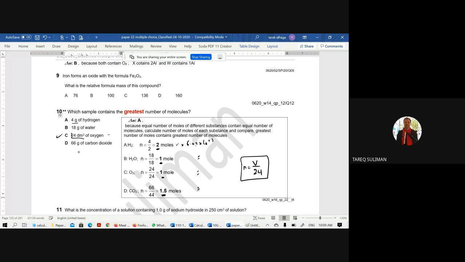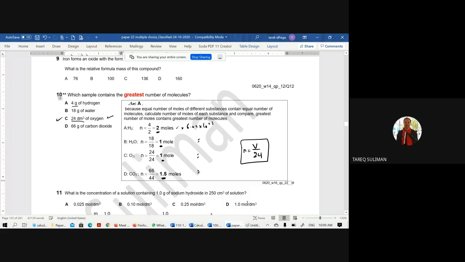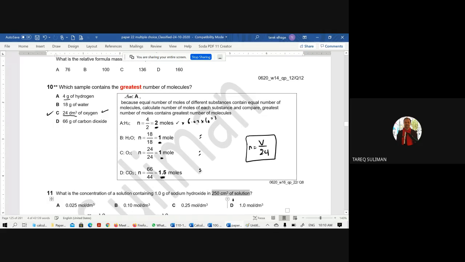Here the given is 24 decimeter cube of gas. So this is the volume of the gas, not the volume of solution. Assume that we have this question, question 11. What is the concentration of 10 grams of sodium hydroxide solution, if the volume of the solution is 250 centimeter cube?